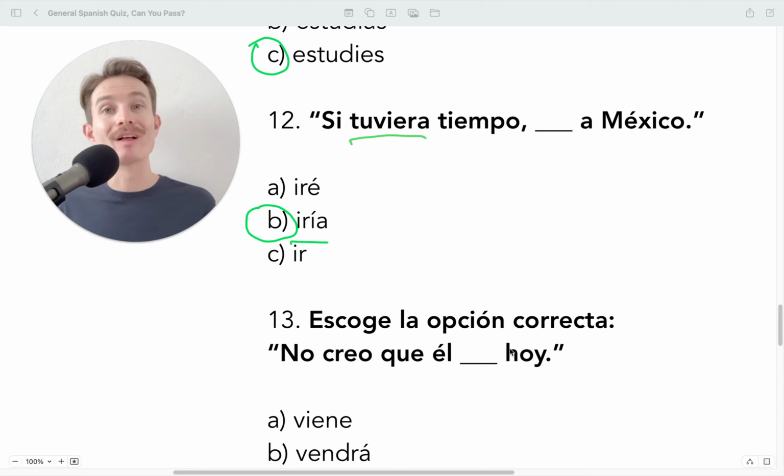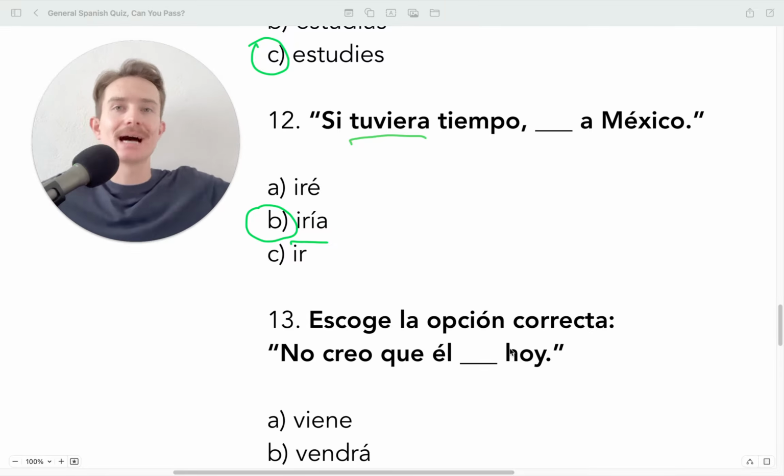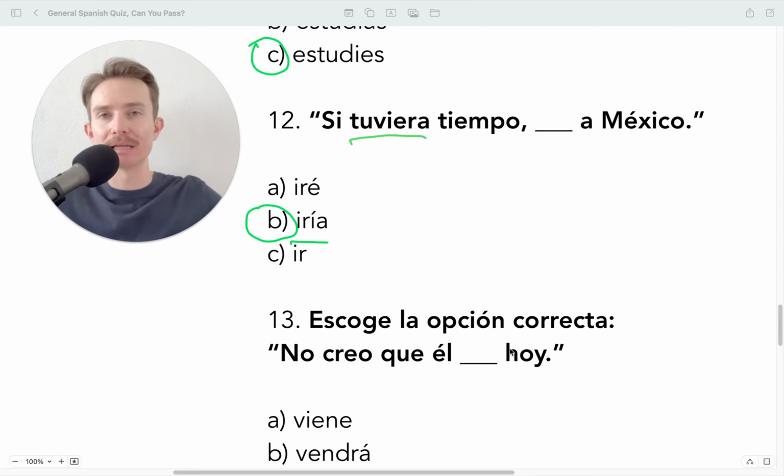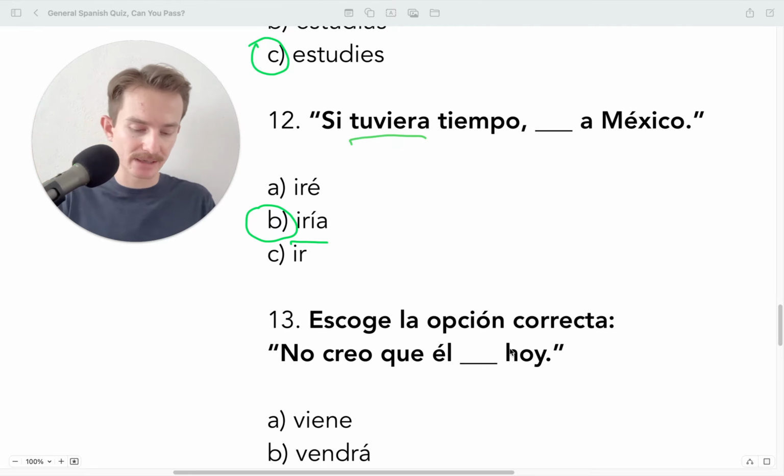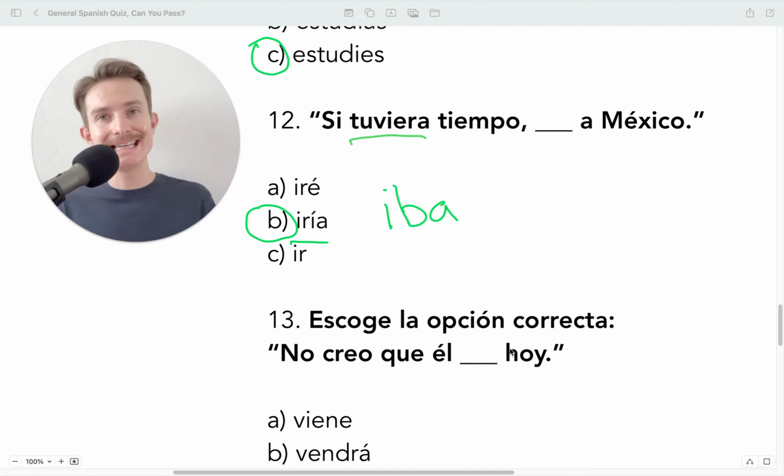This is what we call the conditional tense. I would do this, but I don't have time, or I don't have money, or whatever. Now, careful. Don't confuse this with the imperfect. So, with a word like iba, I could translate this as I used to go, I was going, or I could also translate this as I would go.